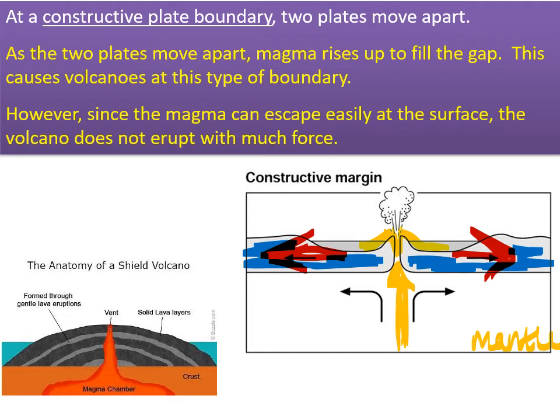So we get quite slow flowing lava, and it creates these gently sloping sides that you can see on the diagram over here on the left, with these lava layers forming gently over the top of each other. Doesn't mean it's not still dangerous, it's obviously incredibly hot, but it's not coming out in an explosive way.